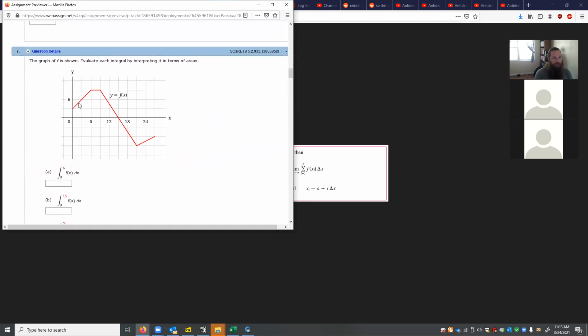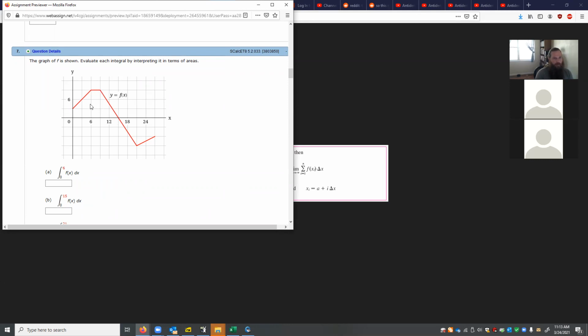Problem 7 here, they ask you for the integral from 0 to 6 of f of x dx. That's the area bounded by this function from 0 to 6. That's the area of this little region. Similarly, they ask you for the integral from 0 to 15 of f of x dx. That's the area of this region. And you're going to use geometry to find those.